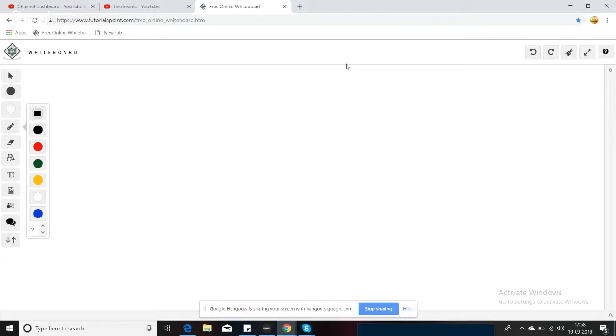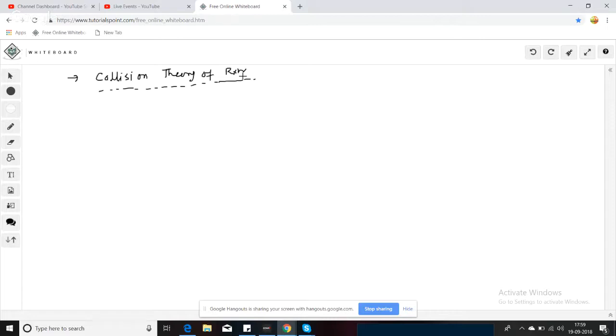Next, you write down the reaction: how a reaction takes place, what is the mechanism behind the reaction. First you write down: collision theory of reaction. See, what is collision theory? It says that when any reaction takes place, suppose A2 plus B2 gives 2AB.